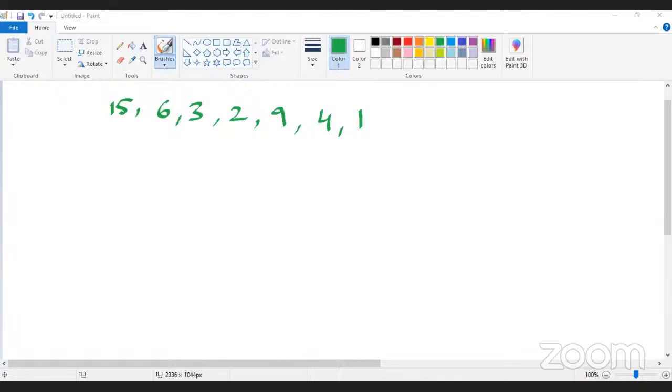Yeah, we can construct, sir. Yeah, please. 15, let us take as the main element. So 15 is to be considered as the top element first. Okay, one minute, I'll construct.